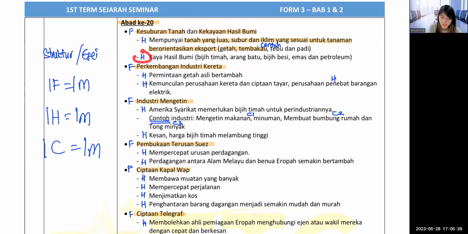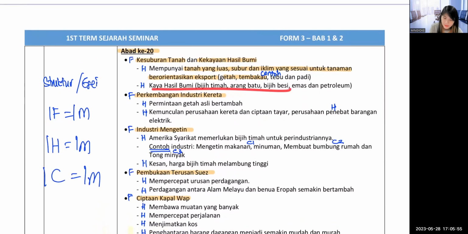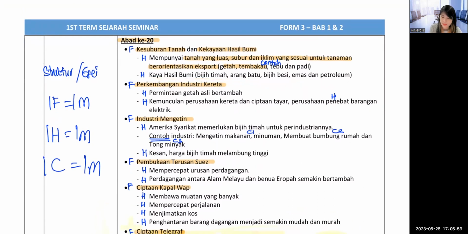Then if you come back to here, huraian, kaya dengan hasil bumi, 1 mark. Then after that, the contoh is another mark. Yeah, so you can put it like that. Okay, you may ask, why this one I only put as 1 mark? Because kekayaan hasil bumi is here already, so you will write back the same thing. It's only considered 1 mark. So only the contoh have marks.